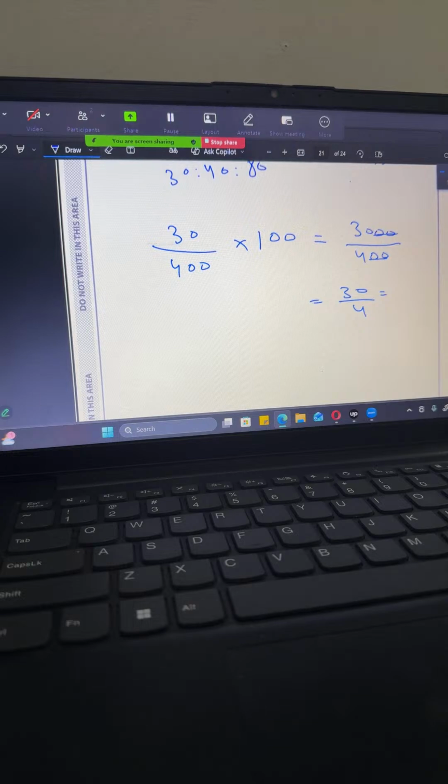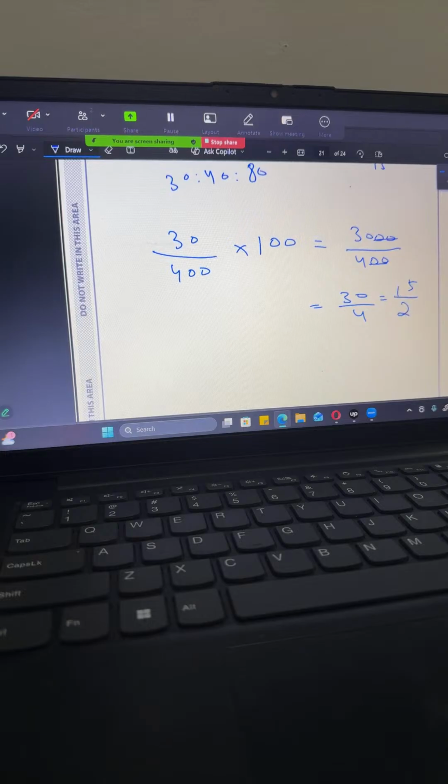We can't use a calculator in this paper, right? So you have to be strong in mental math, and there are some rules I will tell you. When you solve it, it turns out to be 15 over 2 when you simplify it, which is 7.5 as a percentage. Okay, now do you want to solve a question similar to this one?